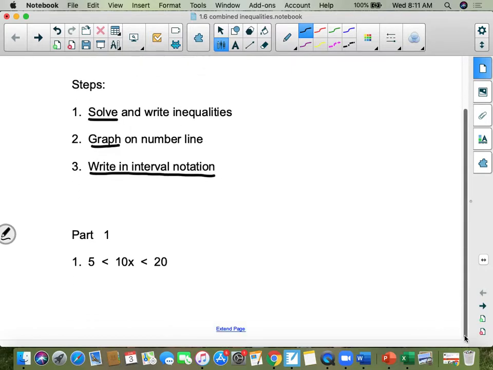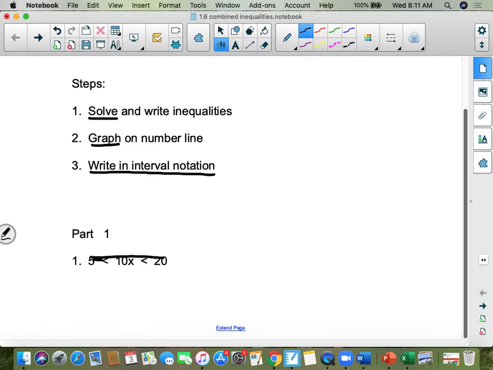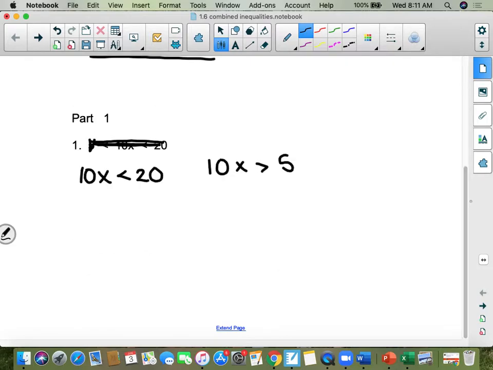So, part one, I'm gonna rewrite it for you. It's not gonna be like this on the worksheet. They're gonna be split up for you already. So I'm gonna rewrite it as 10x is less than 20 and 10x is greater than 5. So let's rewrite it, because on the worksheet, it's gonna be written for you.